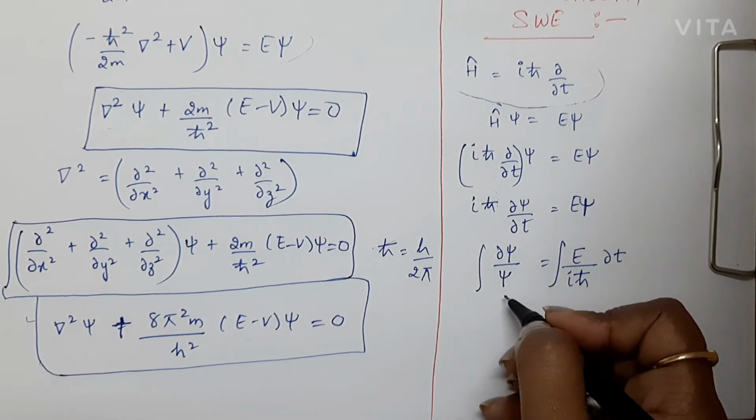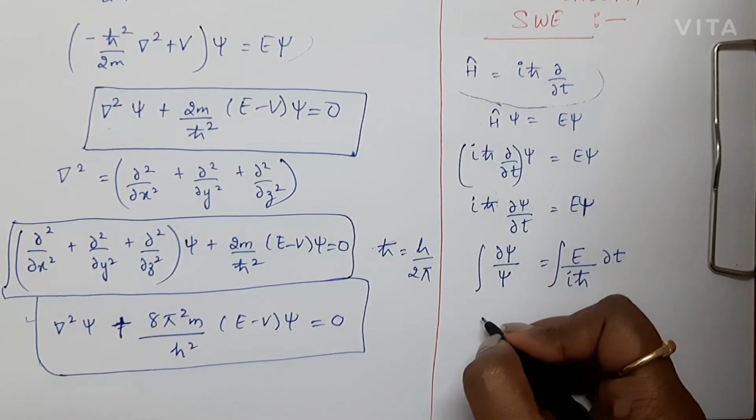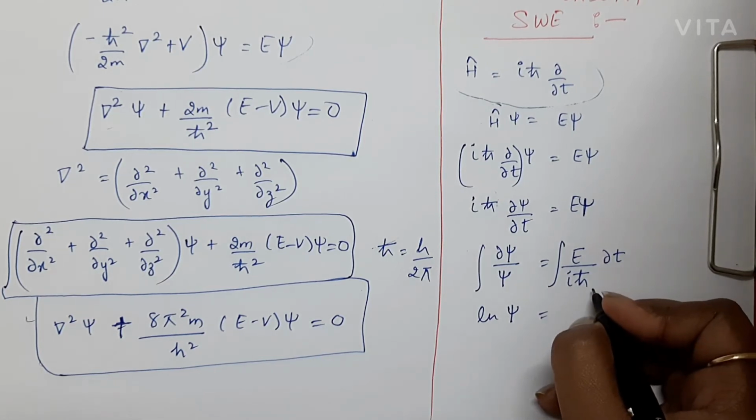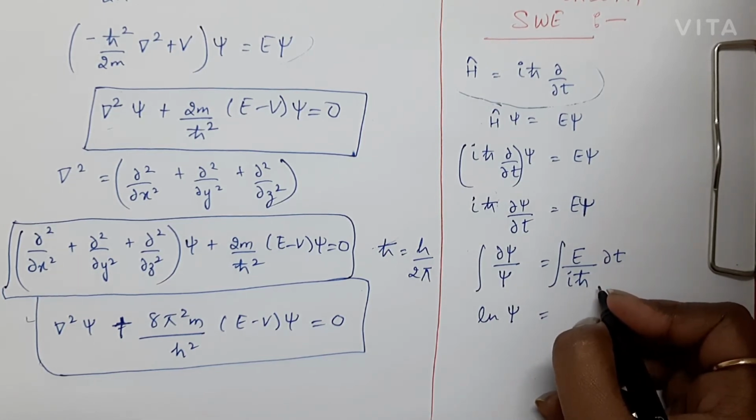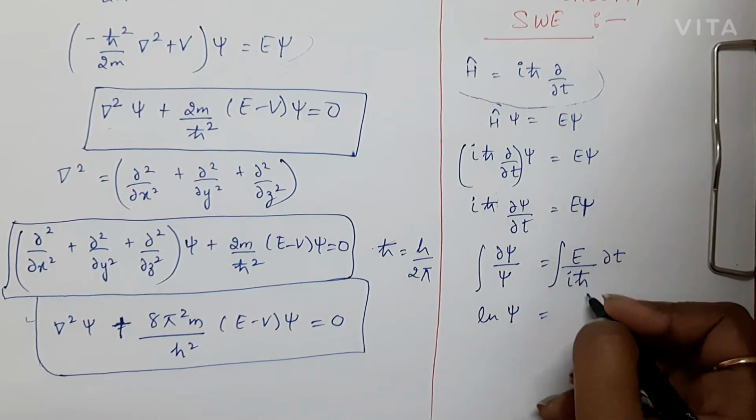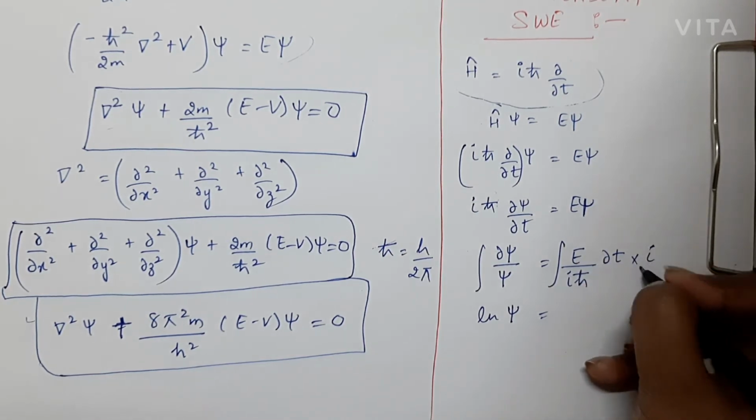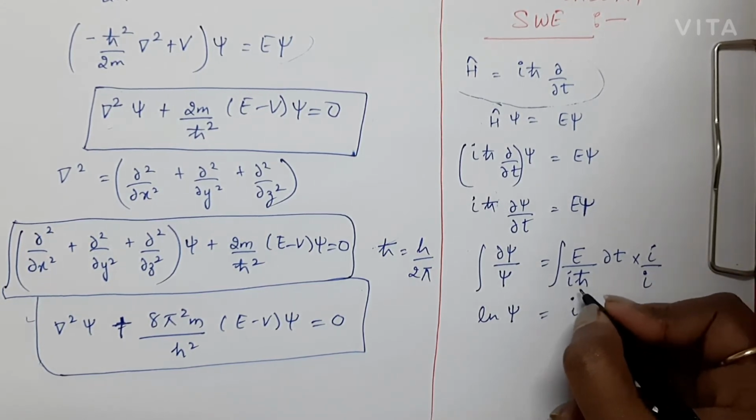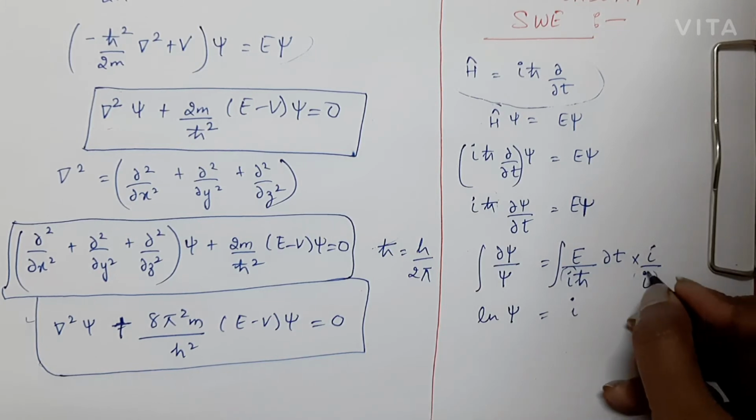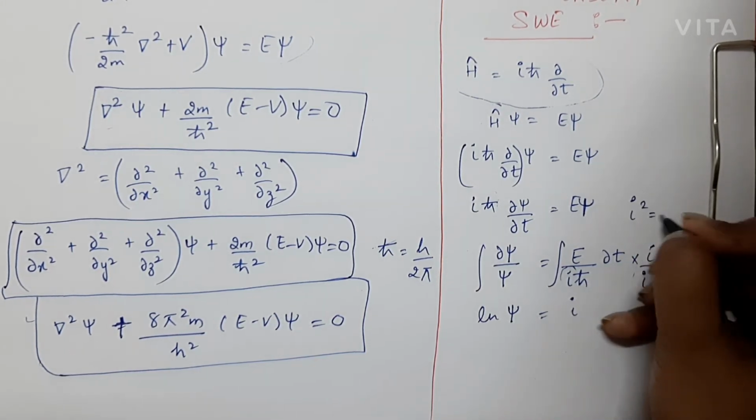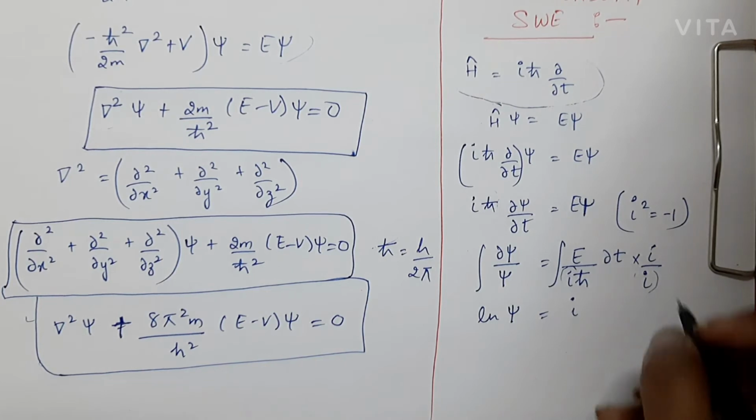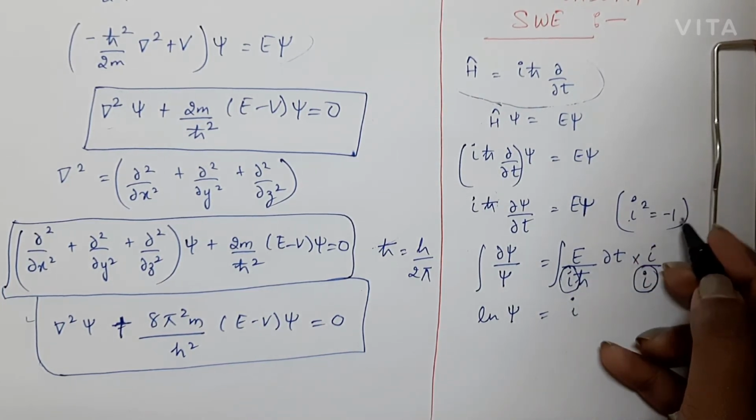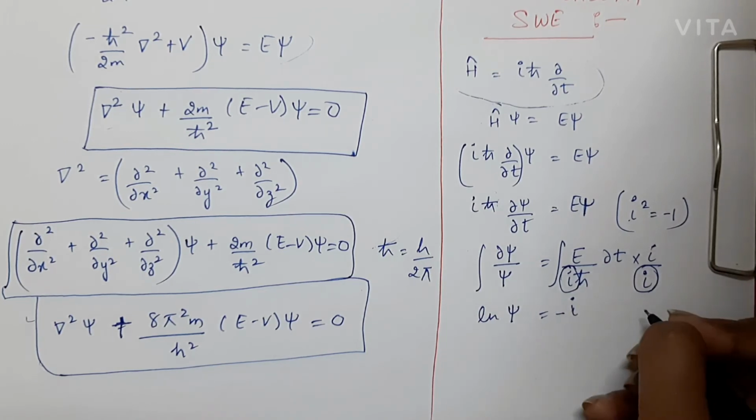Now integration of 1 by psi is equals to ln of psi. And here what we can do is I will multiply and divide numerator and denominator by iota. So in the numerator I will be having iota, in the denominator I will be having iota square, and you know the value of iota square is equals to -1. So here iota into iota will become iota square, that will be equals to -1. So I will simply take minus sign here.